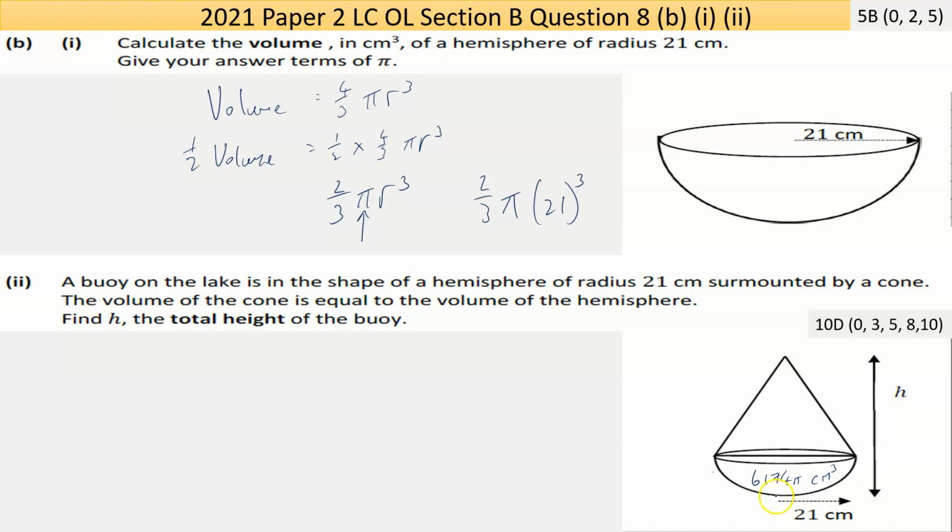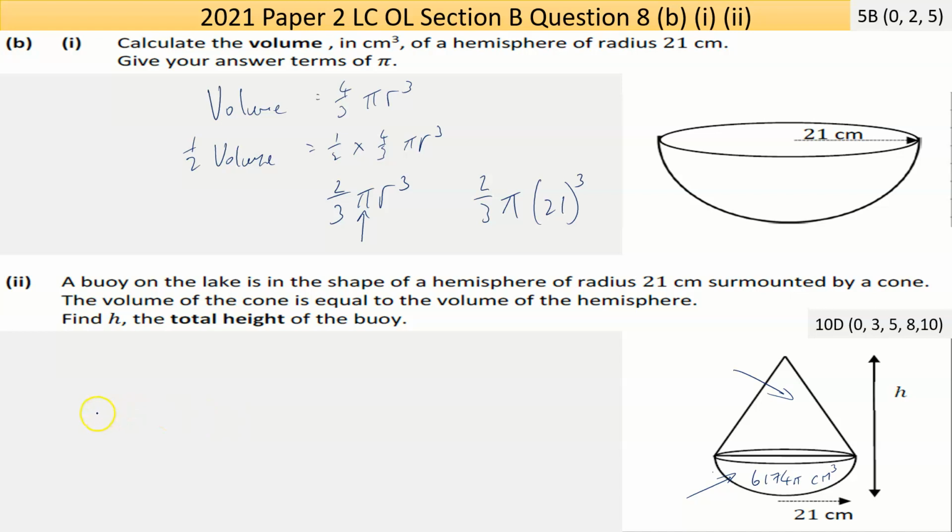Even writing that on the diagram there, or making it obvious that I know that from part 1, gets me an attempt, if that's how I call the scheme. The volume of the cone is equal to the volume of the hemisphere. Okay, so this cone here is the same volume as this hemisphere here. It says then find h, the total height of the buoy.